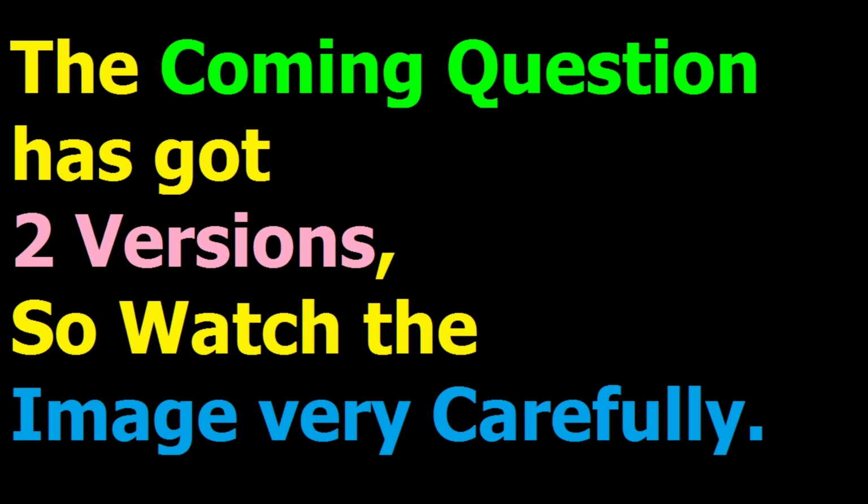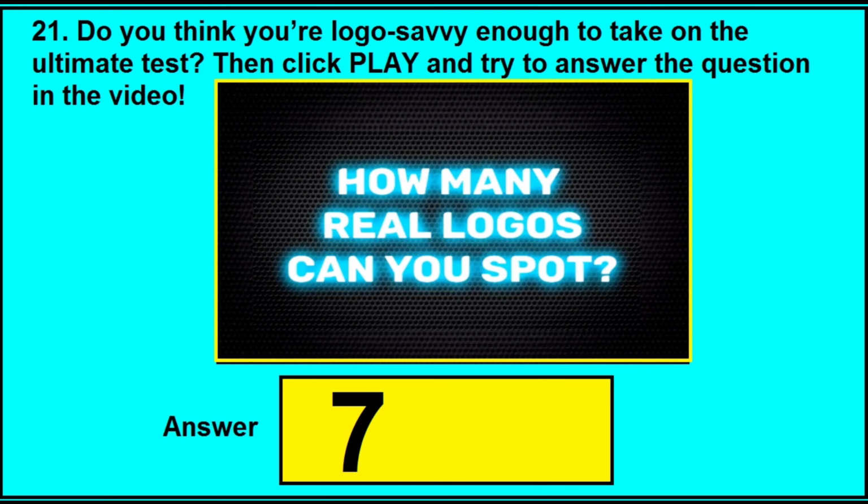Now this coming question also has two different versions or types, and in each version there is a video. So you must see the first 10 seconds of the video, where you have to find whether it is written fake or real. For example, you can see here in version 1, after pausing the video at 10 seconds, you can see it is written here how many real logos can you spot at the beginning. So if you find this, then the correct answer is 7-1.